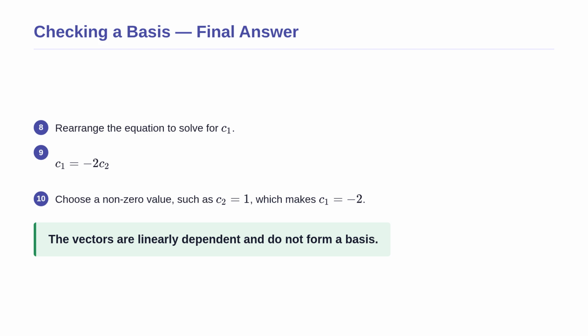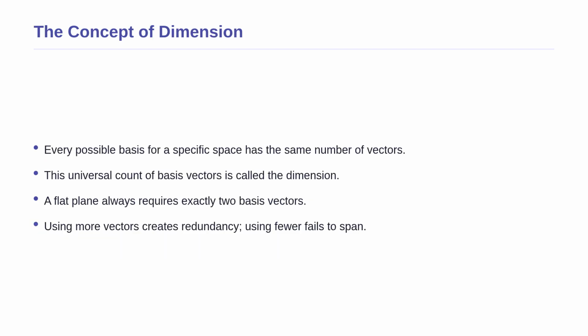Physically, one vector is just a stretched version of the other. Therefore, this set is not a basis, as it just repeats the same direction twice and cannot span a two-dimensional space. Now that we have seen how to check a basis, a fascinating property emerges.